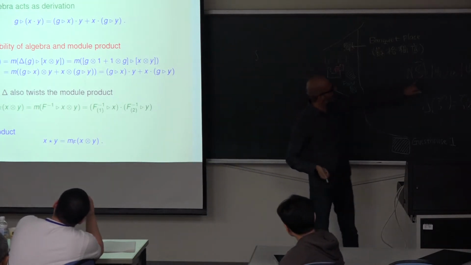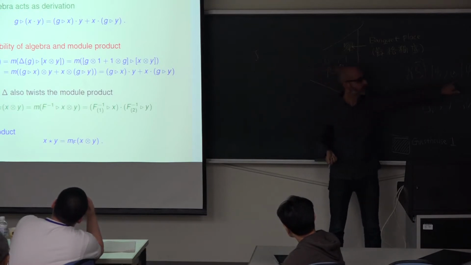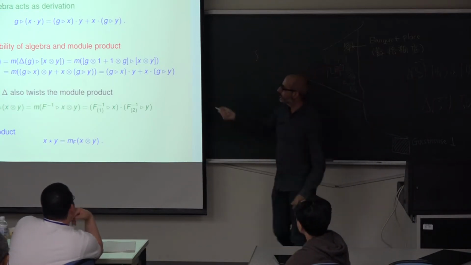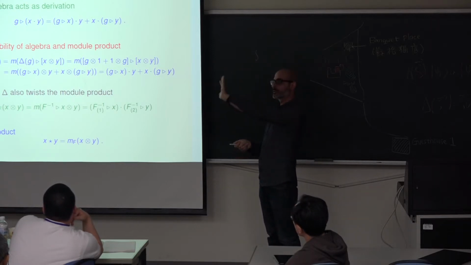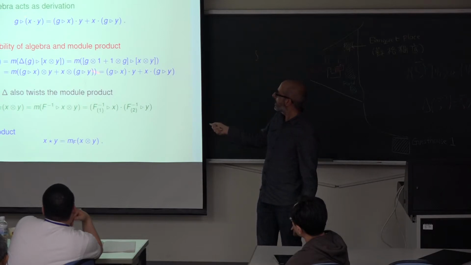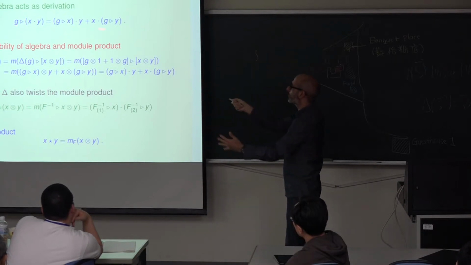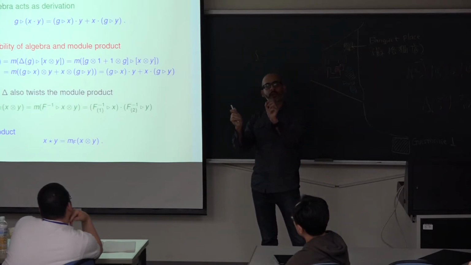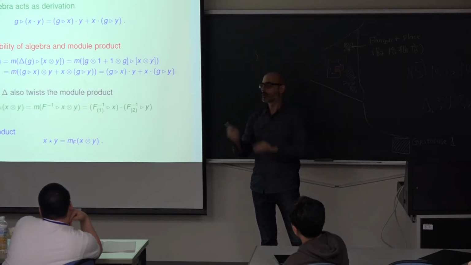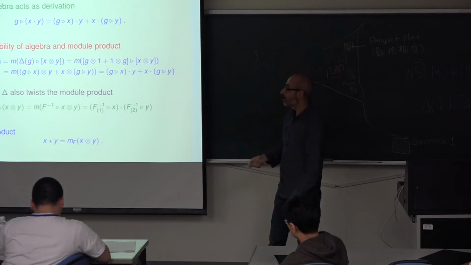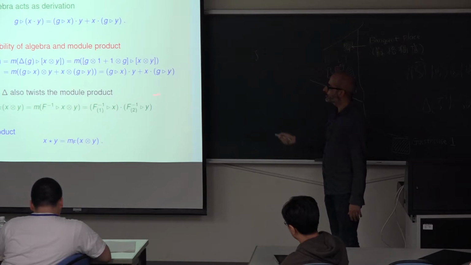Back to quantum mechanics, these are the space of states. This is psi1 and psi2, that's the X and Y. G is the spin, so the element of the algebra that acts on these states. The thing is, this has to act as a derivation, and if you expand this out, what are we doing algebraically here? We're using M, which is the product in this module, and we're using delta, the co-product of the algebra.